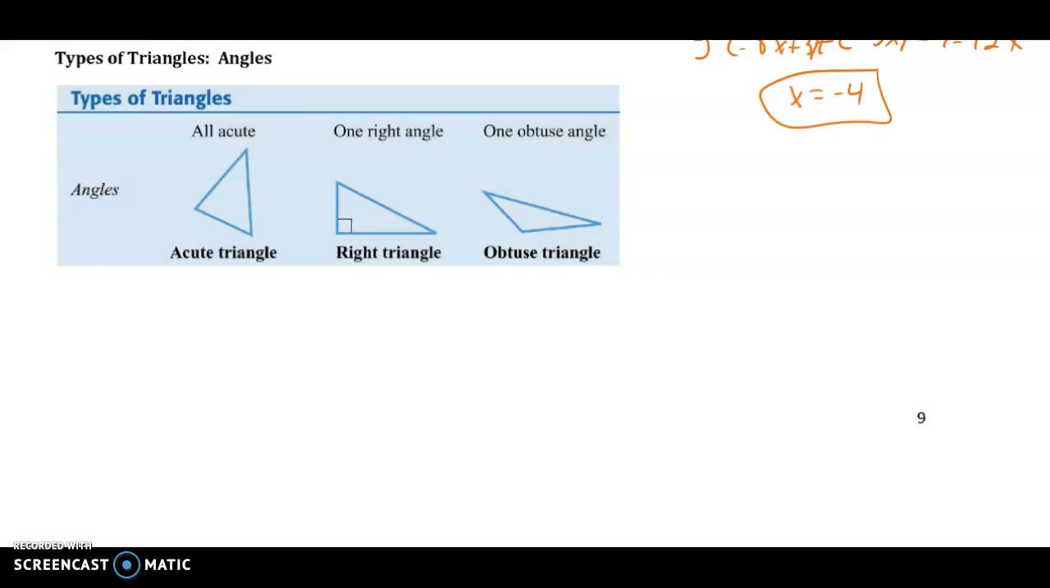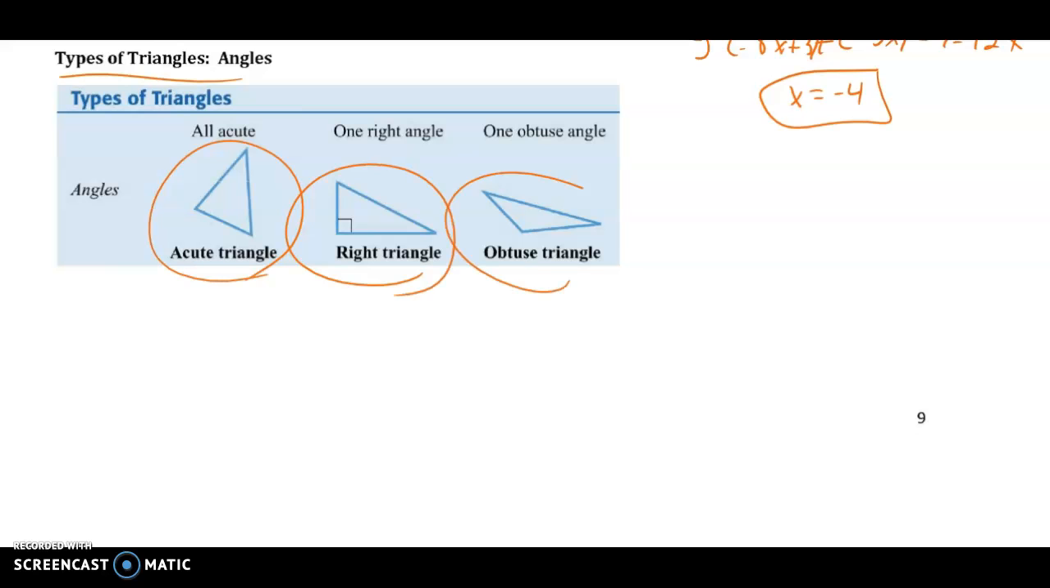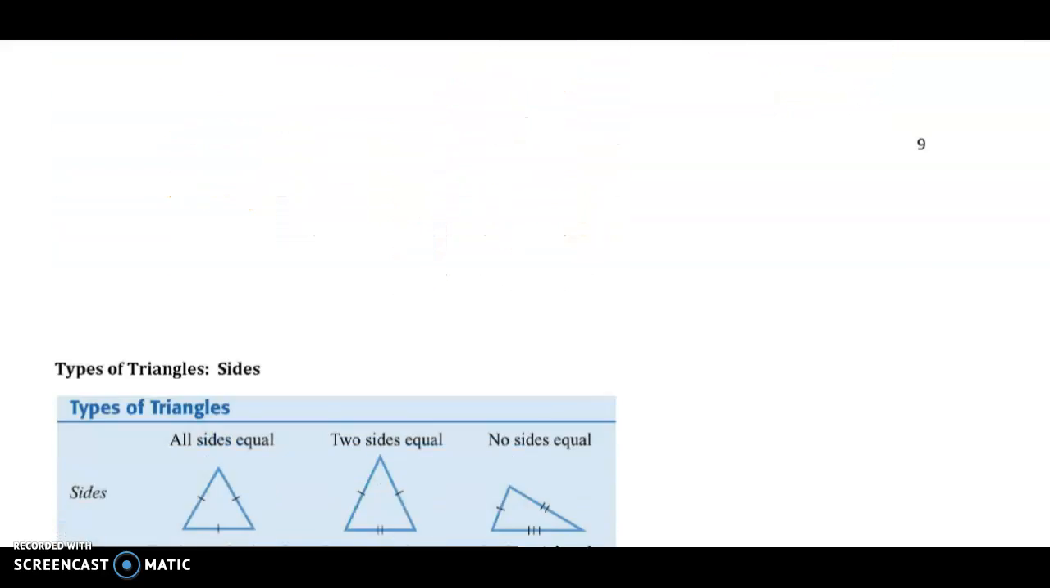There are really two different ways to classify triangles. The first is by the angle, so you have acute, right, or obtuse.